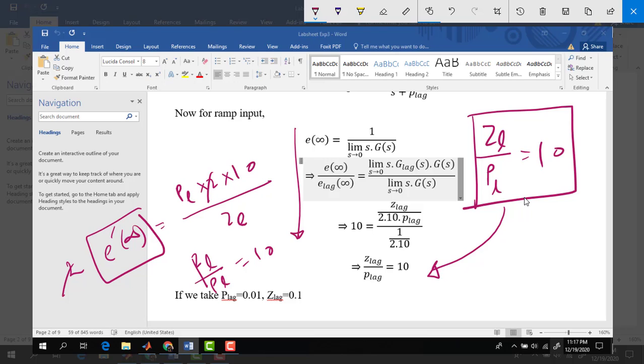Now we know that our zero will be at a distance 10 times compared to the location of the pole. We assume the pole location is 0.01, as we want this pole to be as close to the origin as possible. You can use 0.01 or 0.001 as well. It's your choice, I'm just using 0.01. So the z lag will be 10 times this, simply 0.1. Now we know the z lag and p lag. Let's go to the modeling portion.